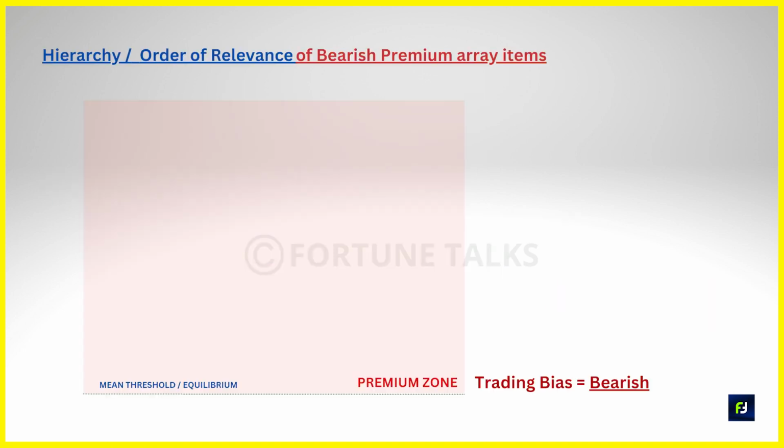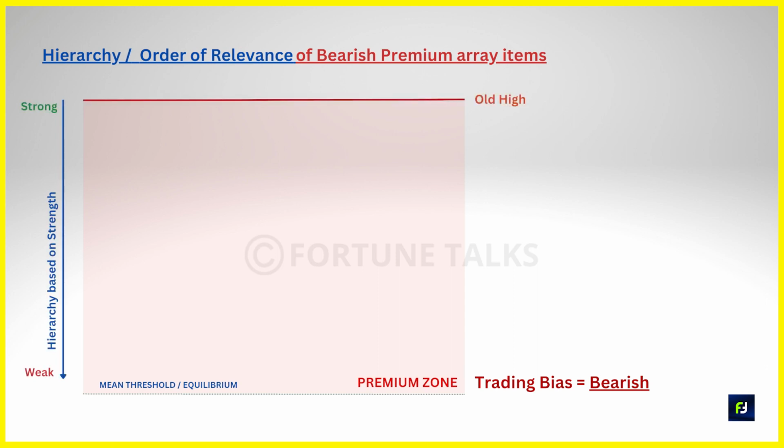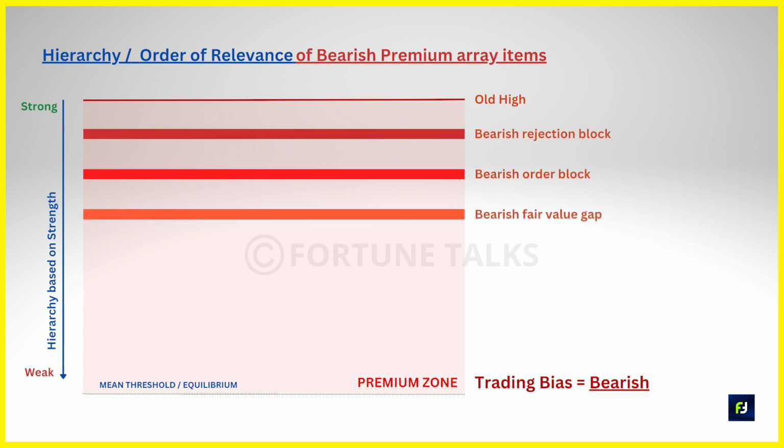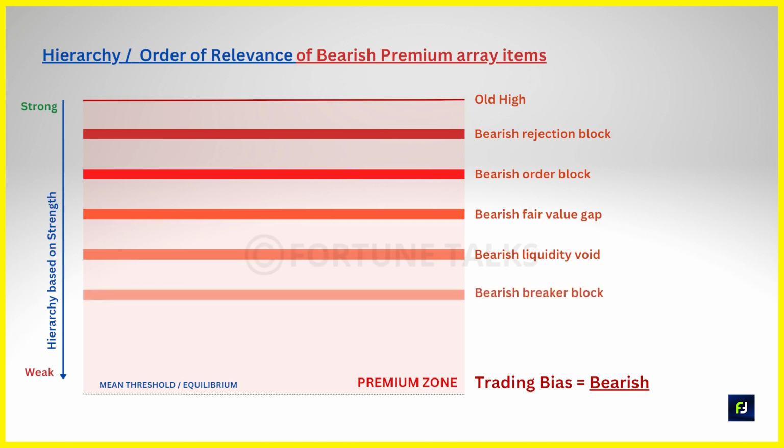Moving on, let us look at the order of relevance of array items in a premium zone. It is also called a bearish premium array because our bias is to go short in the market. Here, I have listed down the array items based on their hierarchy in a premium zone. So the most relevant institutional point on the sell side is the old high, followed by a bearish rejection block, after which comes a bearish order block, a bearish fair value gap thereafter, followed by a bearish liquidity void, and then a bearish breaker block, and the last reference point is the bearish mitigation block. Here also, the relevance of liquidity voids and fair value gaps can be interchanged.